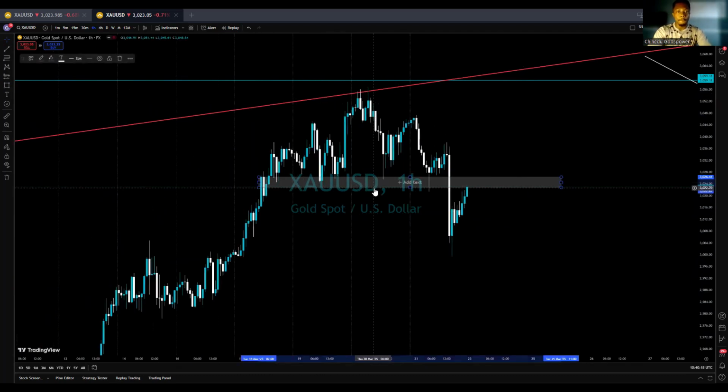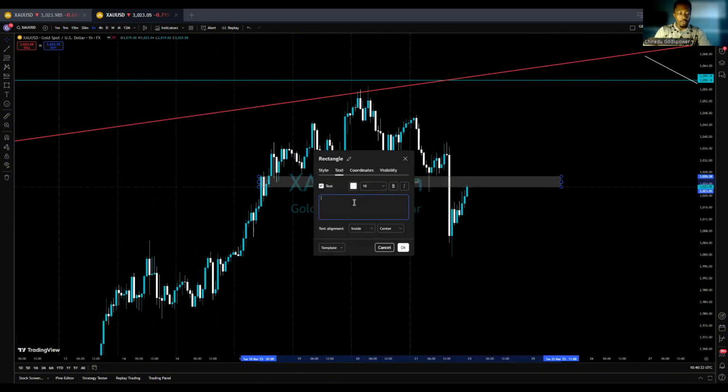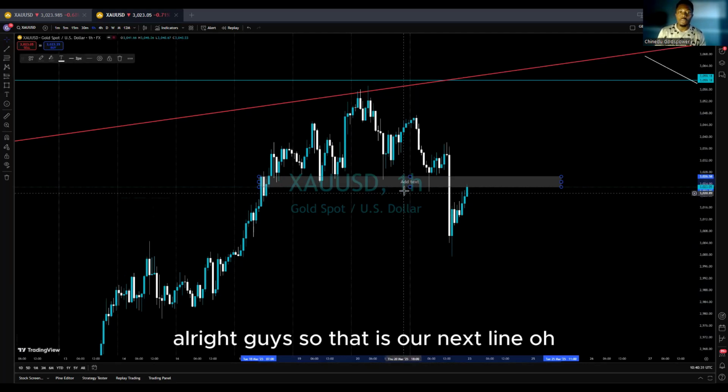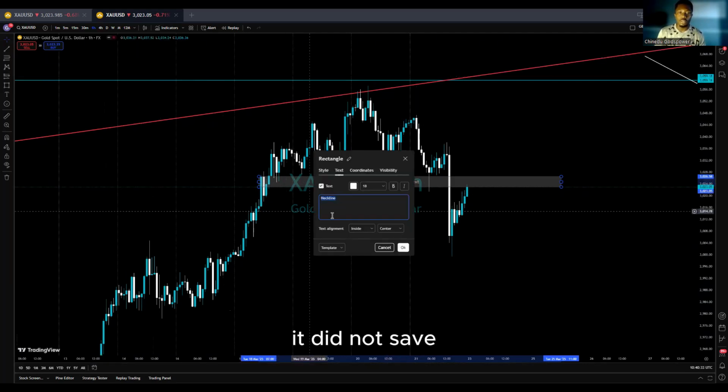So let's name this neckline. All right, guys, so that is our neckline. Oh, we did not save.